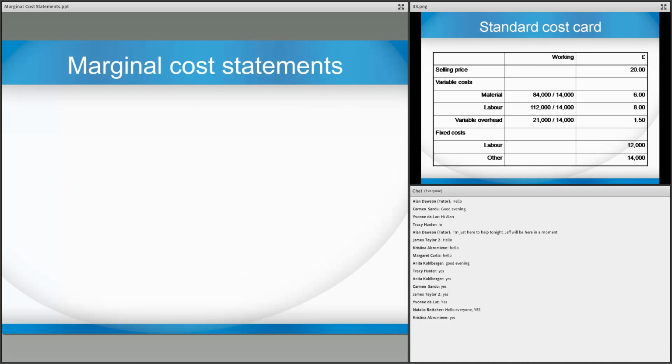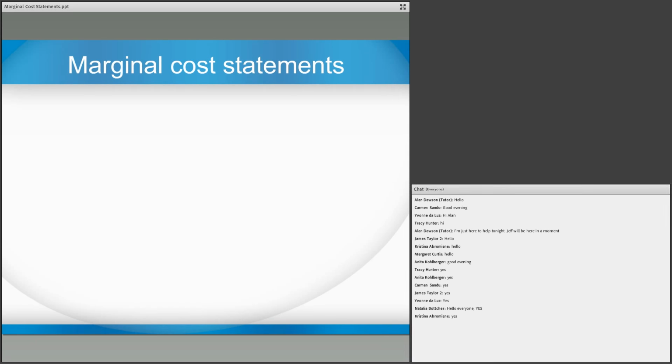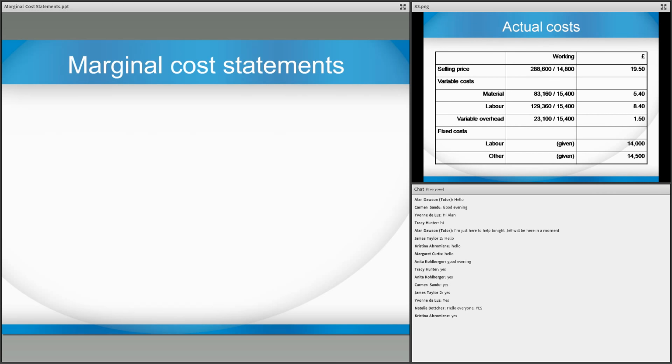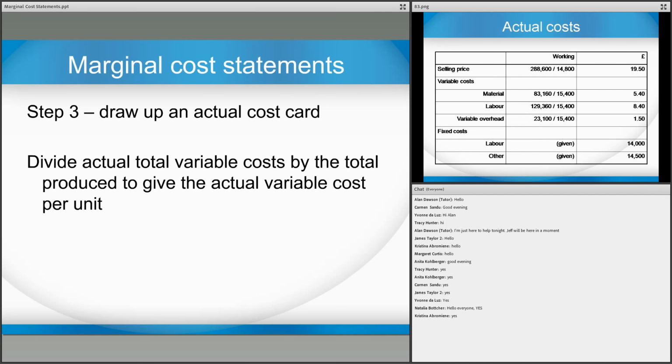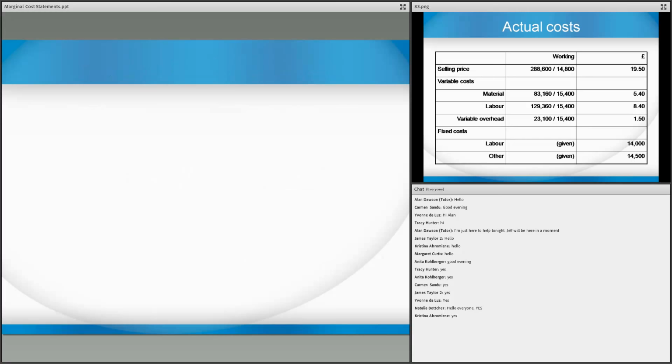Okay, now on to the next stage, and what we must now do is draw up our actual cost card. So we need the original data once again, which will pop into the corner. There it is. This time we're going to divide our actual total variable costs by the total produced, because the material that we've used, for example, hasn't gone into just the units we've sold. It's gone into all of these. We've now got to work out how much of the material used is actually going to go into our cost of sales. Fixed costs, yet again, just go in as given.